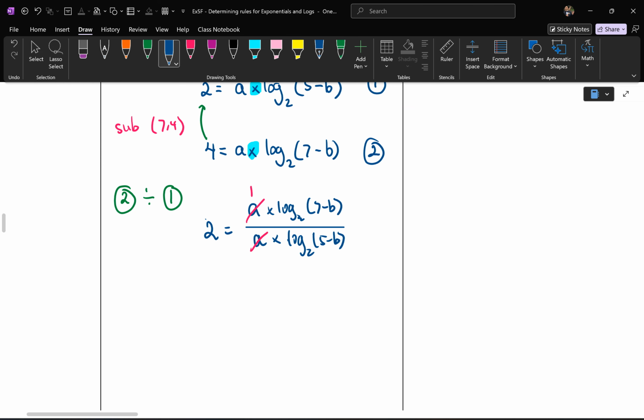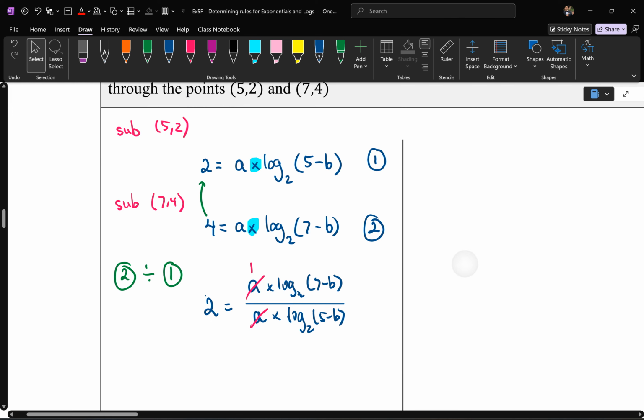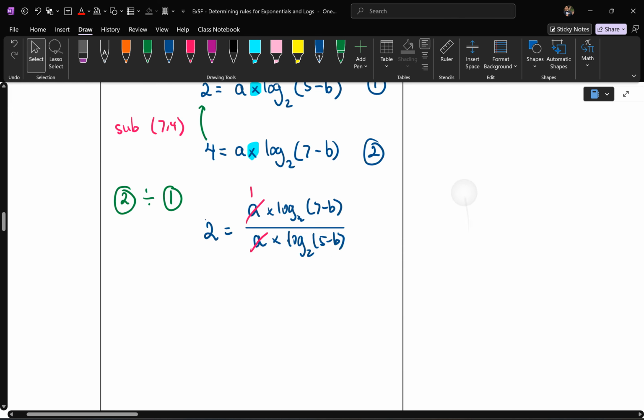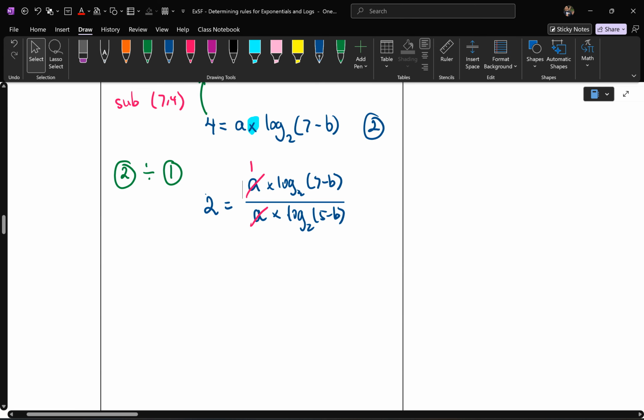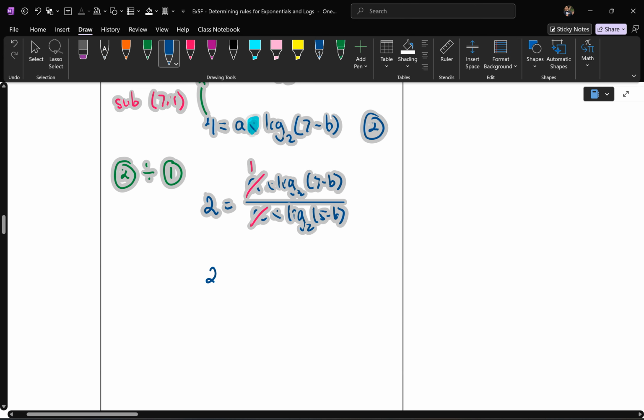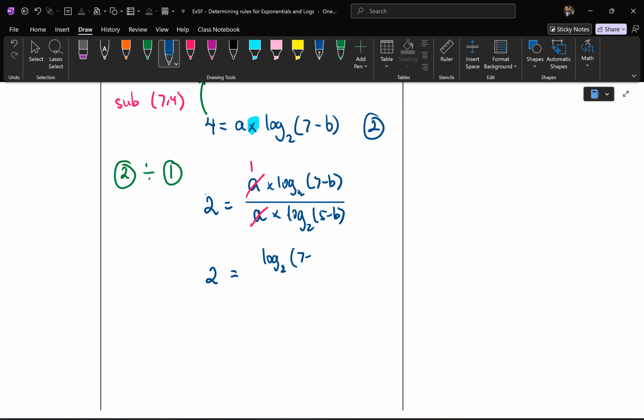You all should, if you did it correctly in some way, whether you substituted, so if you rearranged the first equation and subbed it into the second one, still works the same, you would have ended up with something similar to what I have here, where you would have 2 is equal to log base 2 of 7 minus B divided by log base 2 of 5 minus B. Let's assume you took this approach. We got rid of the A's. So what do we do now?